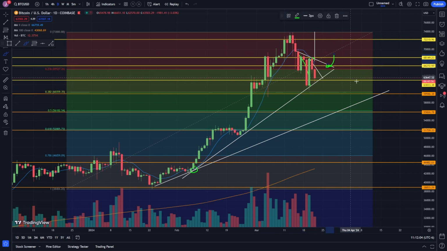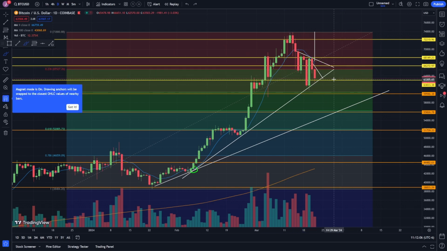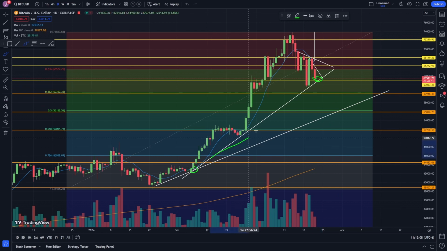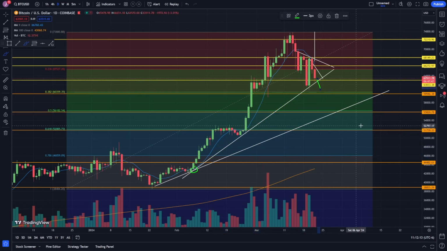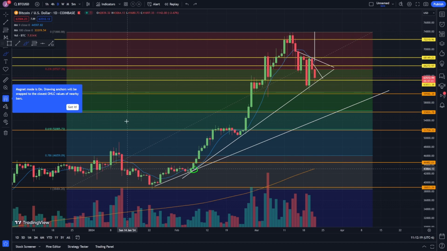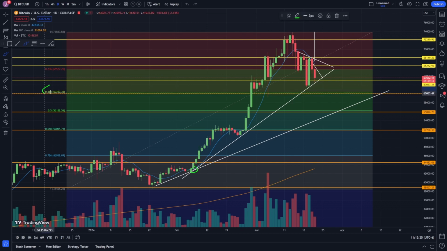If we break this trend line going to the upside, then that's a bullish signal. I think if we break this trend line going to the downside, then that's going to be a bearish signal, and we're going to go a little bit more down. The limit orders I have set up right now are the 38% level and the 50% level on this chart. These levels are sitting at 60359, the 38% level, and then the 50% level is sitting at 56182.